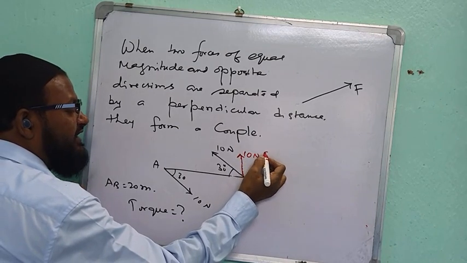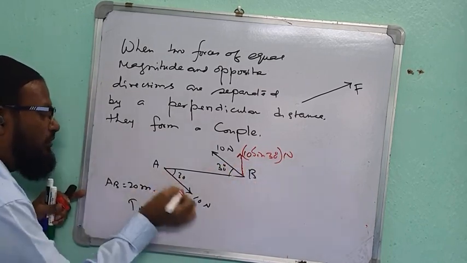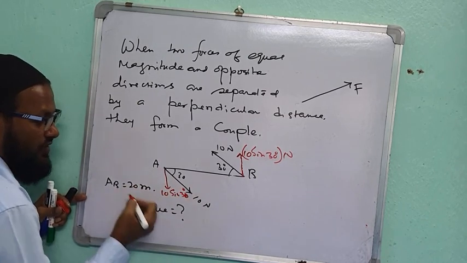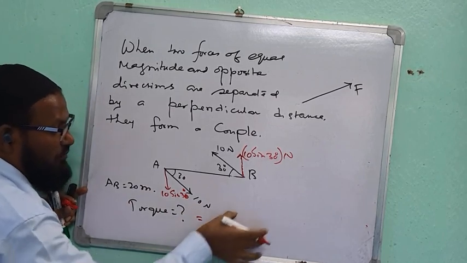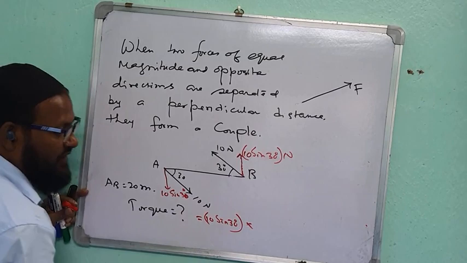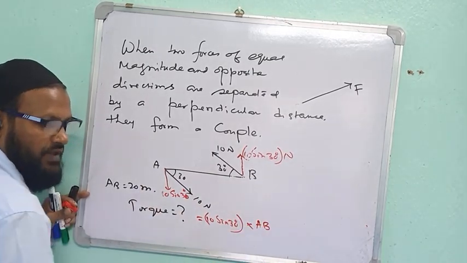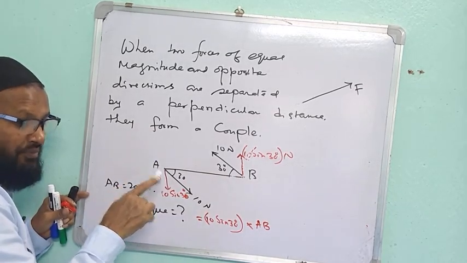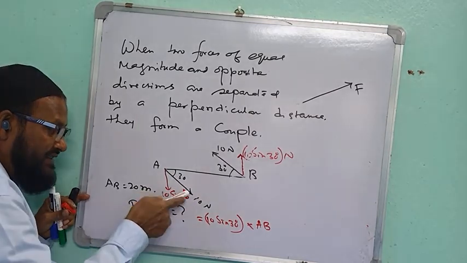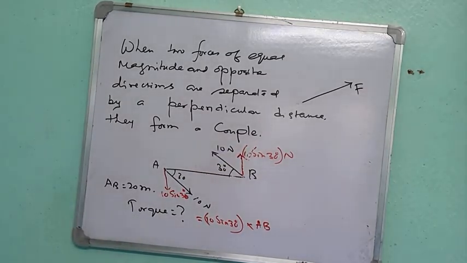In this direction, 10 into sine 30 degree Newton. What is this component? This is again 10 sine 30 Newton. Okay? Now, what is the formula of the torque? Perpendicular two forces. This 10 into sine 30 is the force. What is the perpendicular distance? This force and this force are separated by perpendicular distance AB. But this force and this force are not separated by perpendicular distance. When it is divided in this direction and in this direction, this 10 sine 30 and this 10 sine 30 are separated by perpendicular distance AB.